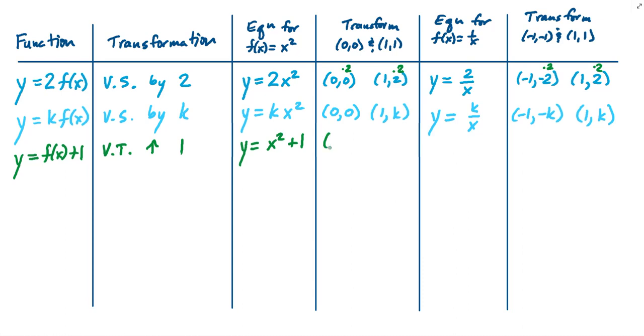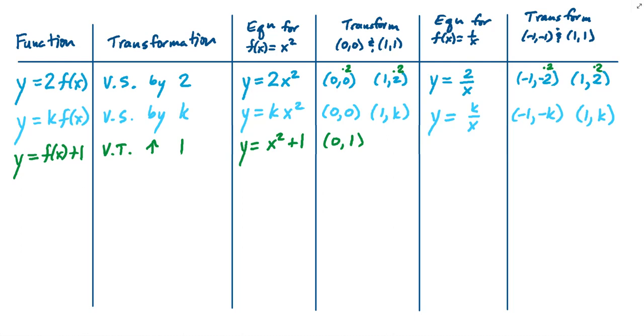How would this affect 0, 0? Well, the x isn't being affected at all. The y, though, is having 1 added to it. F of x equals x squared gives an output of just 0 when x is 0, but then we're adding 1. So we end up shifting that point. 0, 0 gets transformed to 0, 1.